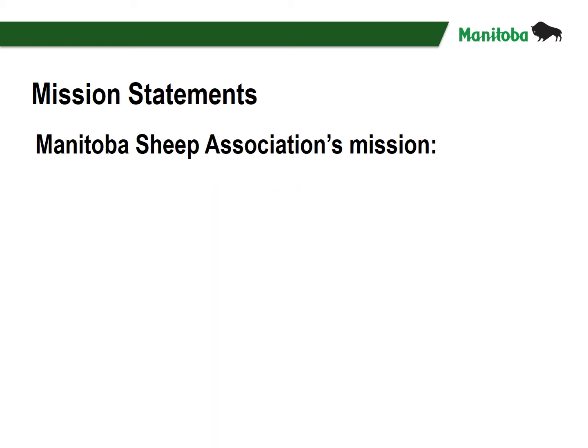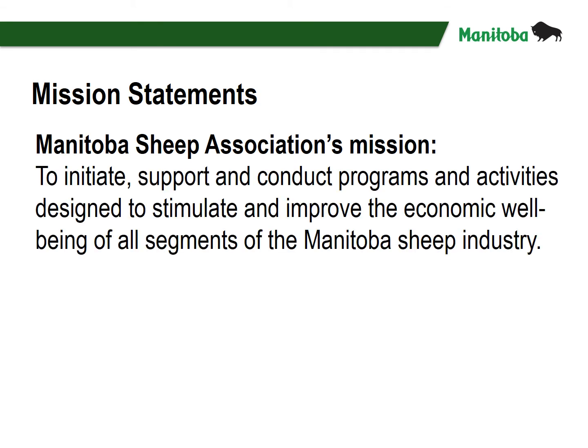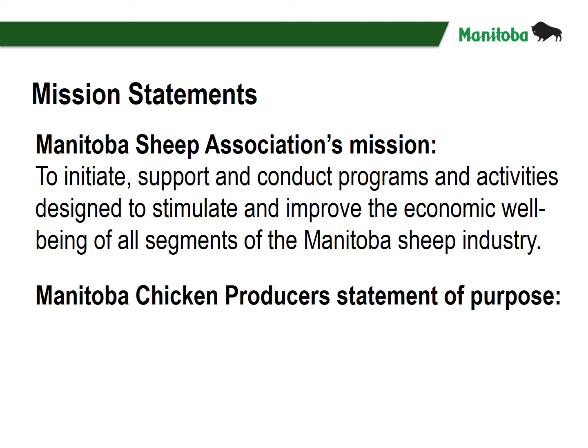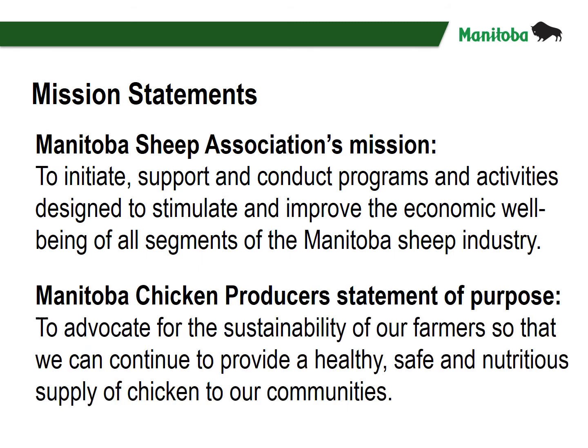Let's again look at a few examples. The Manitoba Sheep Association's mission: to initiate, support, and conduct programs and activities designed to stimulate and improve the economic well-being of all segments of the Manitoba sheep industry. The Manitoba chicken producers call theirs a statement of purpose: to advocate for the sustainability of our farmers so that we can continue to provide a healthy, safe, and nutritious supply of chicken to our communities.